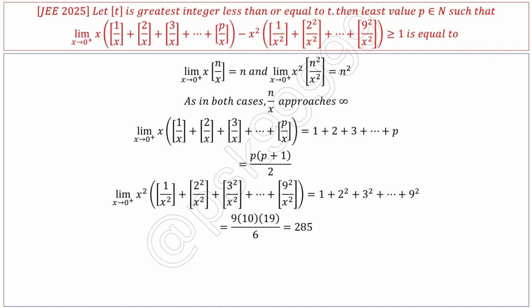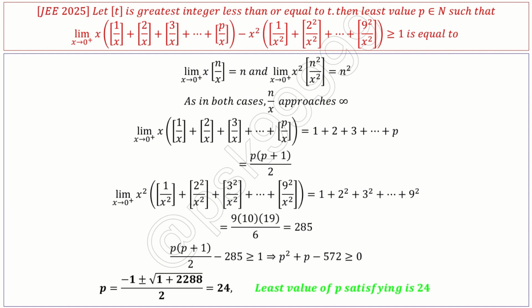Now all we need is the subtraction. The difference of these two is greater than or equal to 1, which is p into p plus 1 by 2 minus 285 is greater than or equal to 1. So I get a quadratic inequality, which is p square plus p minus 572 greater than or equal to 0. If I look at the values where it is satisfied, the least value of p is what is asked. If I look at the root, it comes approximately 24, not exactly 24. So 24 is the minimum value of p where this inequality is satisfied.